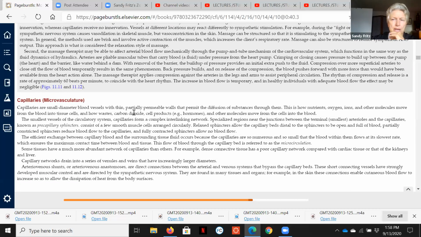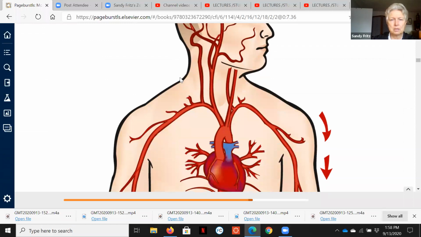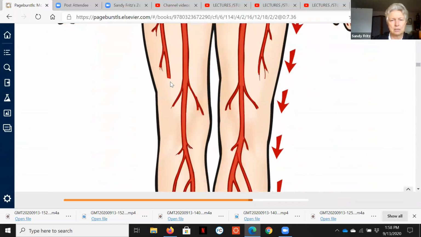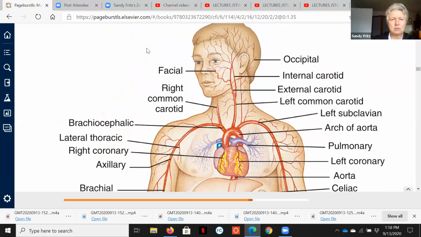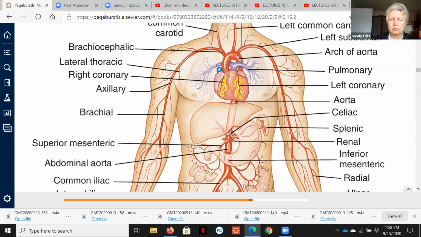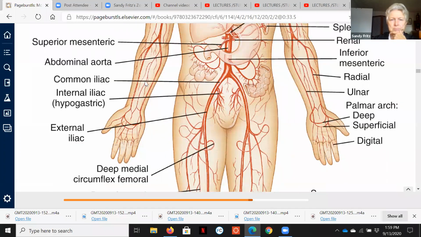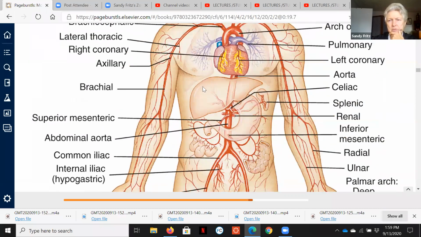The capillaries are everywhere because that's where you have your exchange of nutrient and waste product, and I often think about that as a sponge almost. So these pictures here are giving you some of the main structures of the cardiovascular system. You should have a working knowledge of these terms.